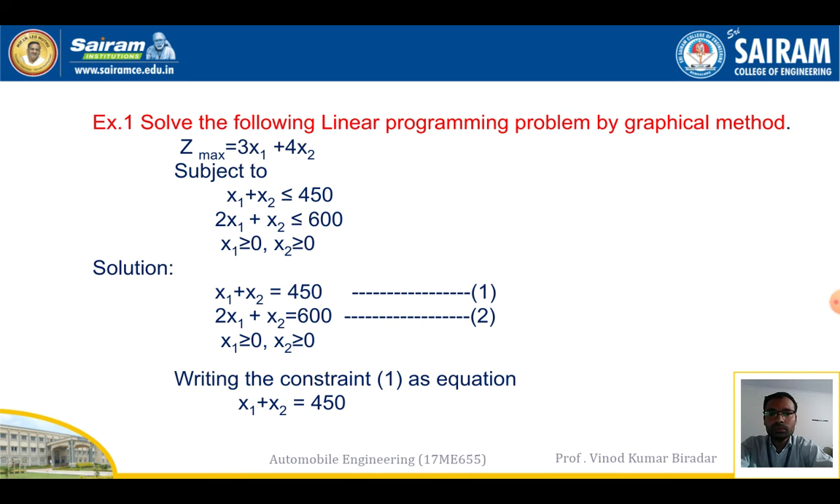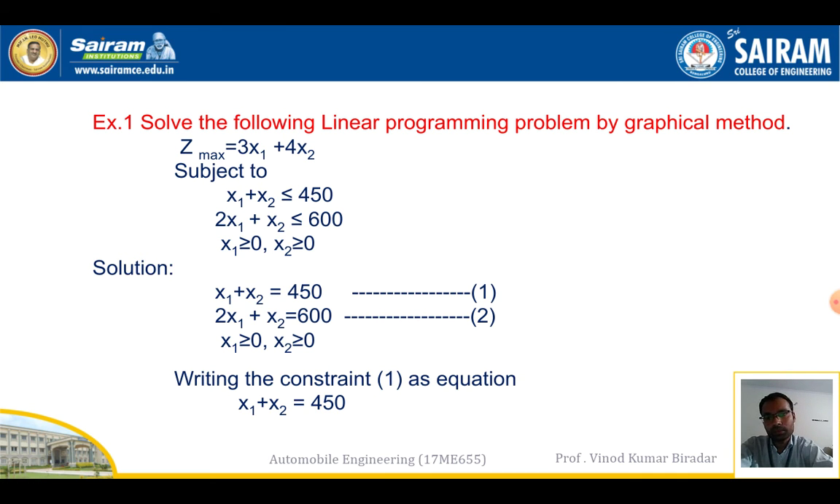They have given in the question: Z maximum is equal to 3x1 plus 4x2 subject to the constraints x1 plus x2 is less than or equal to 450, 2x1 plus x2 is less than or equal to 600, within the limits x1 is greater than or equal to 0, x2 is greater than or equal to 0. So they have given the objective and the constraints, and we have to find the maximum point with the help of the graphical method.